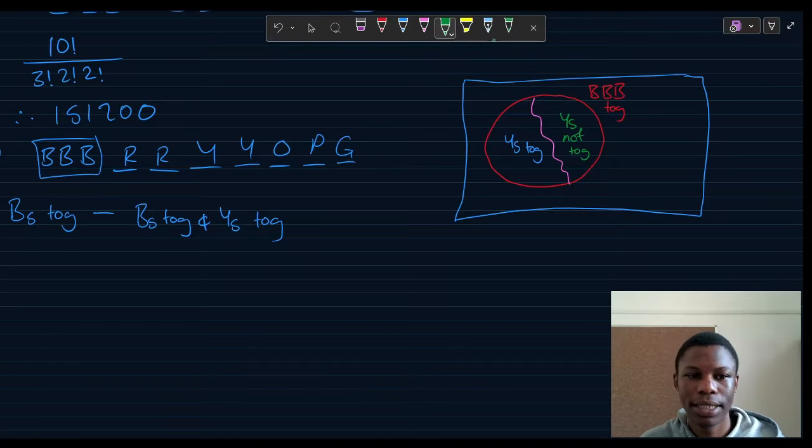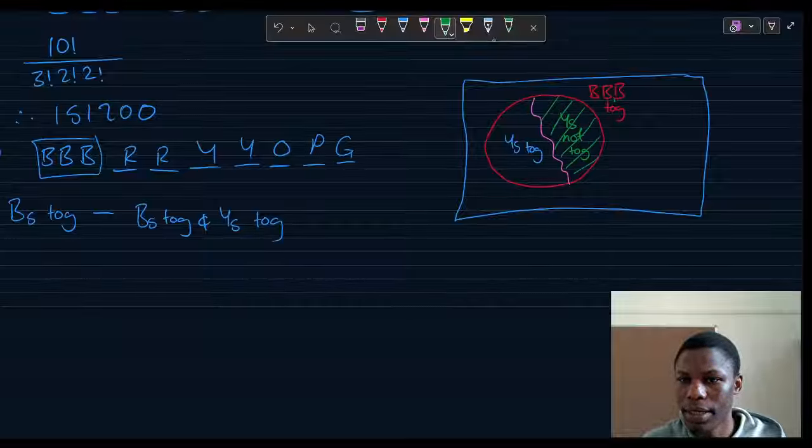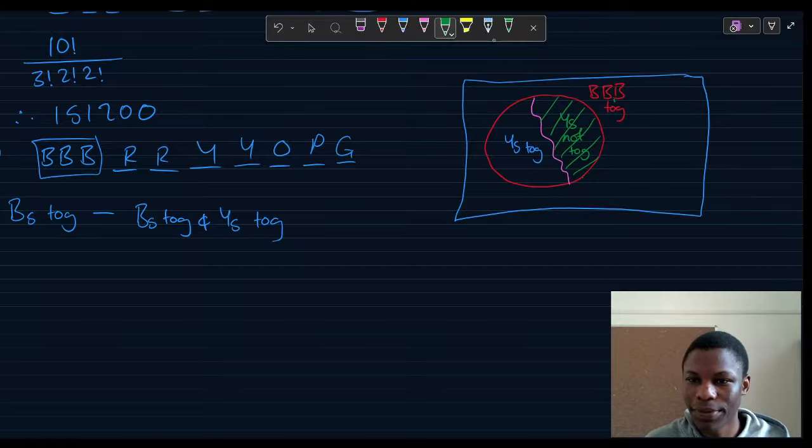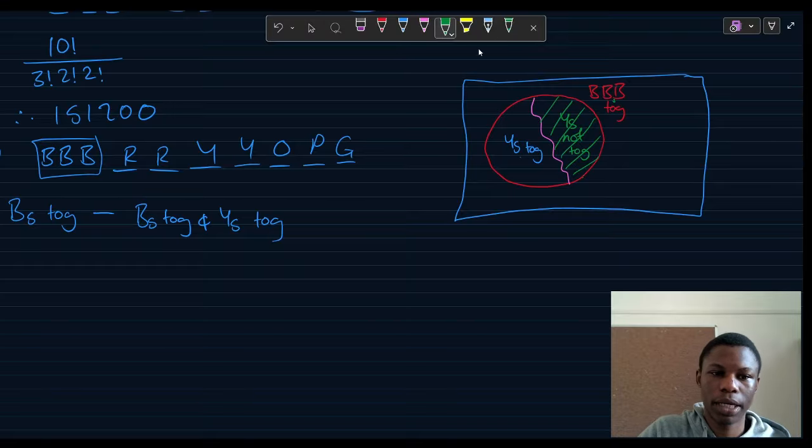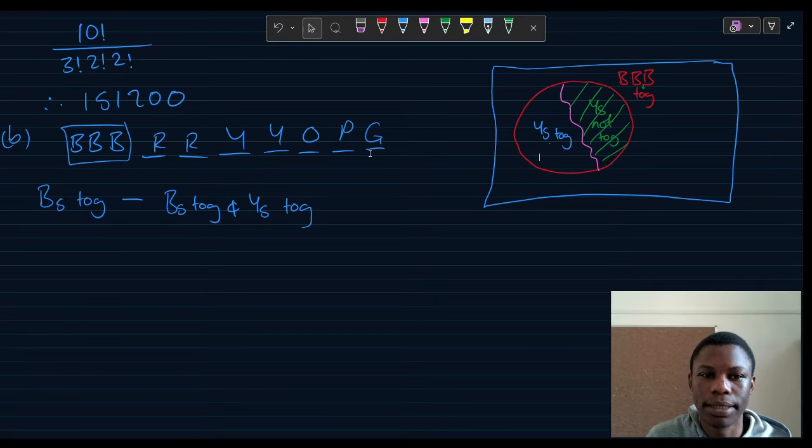So our interest is in finding the number of arrangements in which the blue books are together, but the Y's are not together. So it's this portion that we're interested in. And we can get that by saying, let's find the total number of arrangements in which the blue books are together, which is the whole red circle. And then let's subtract blue books together and Y's together, which is this unshaded part. I hope that makes sense.